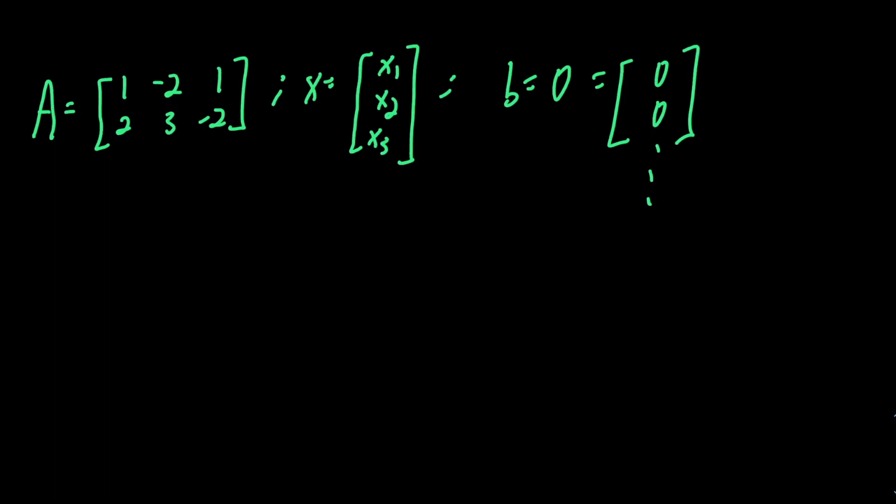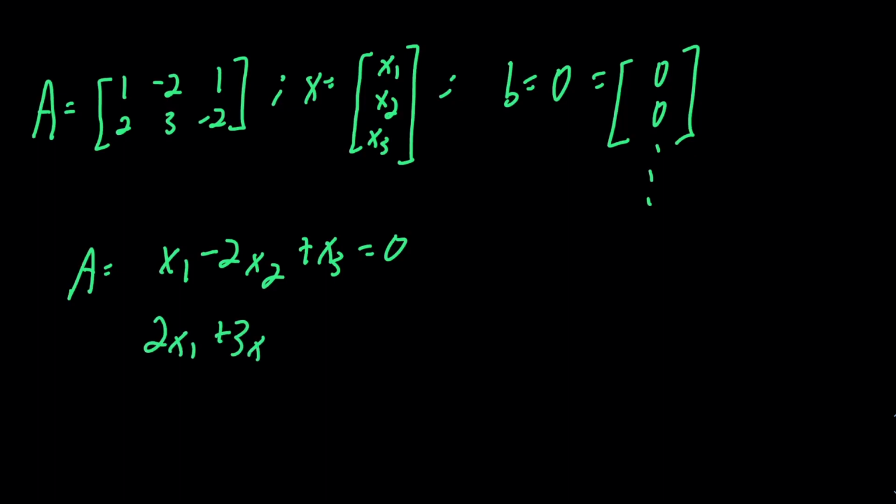So we got that out of the way, and we can convert A into an equation, where it's x1 minus 2x2 plus x3 is equal to 0, and we have 2x1 plus 3x2 minus 2x3, which is also equal to 0. And given enough practice, what happens next, everyone? If you said that we convert into an augmented matrix and apply Gauss-Jordan elimination, you are correct.